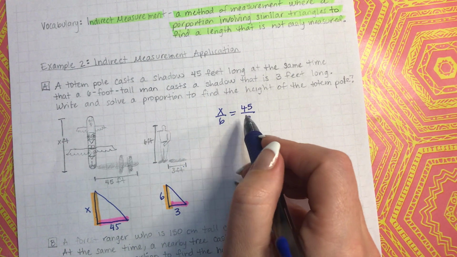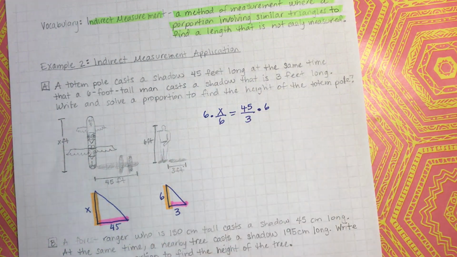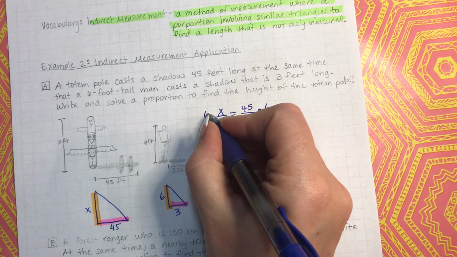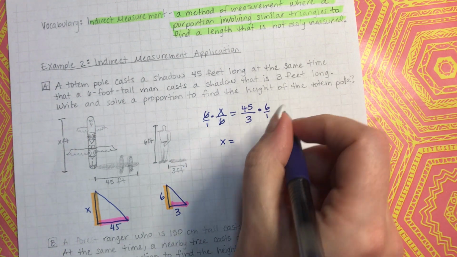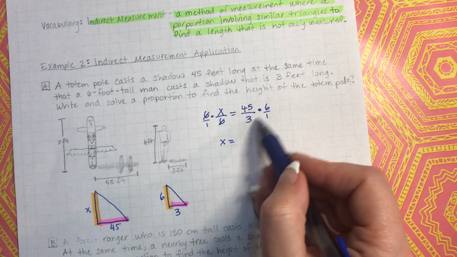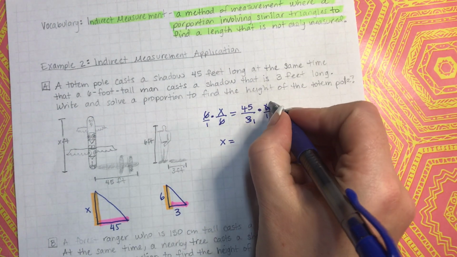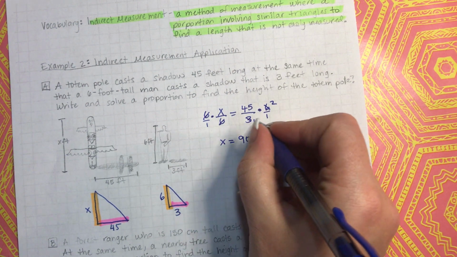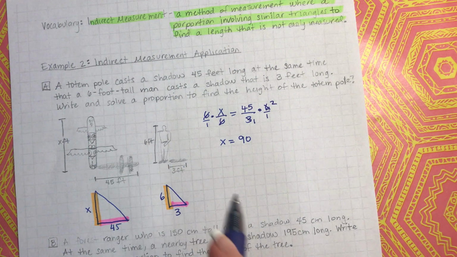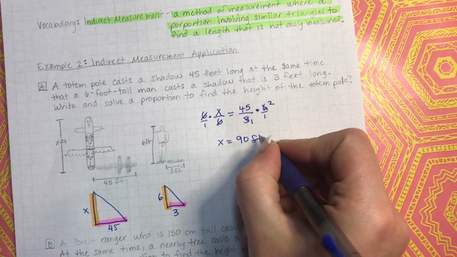We could do the cross products property, or we could just multiply both sides by 6. Then these 6s cancel out, and we're left with X. Then we just need to cross cancel, right? Do 3 and 6 have a common factor? They do, it's 3. 3 goes into 3 one time, and 3 goes into 6 two times. Then we just multiply across. 45 times 2 is 90, and 1 times 1 is just 1. 90 over 1 is the same thing as 90. So that means that the totem pole is 90 feet tall.